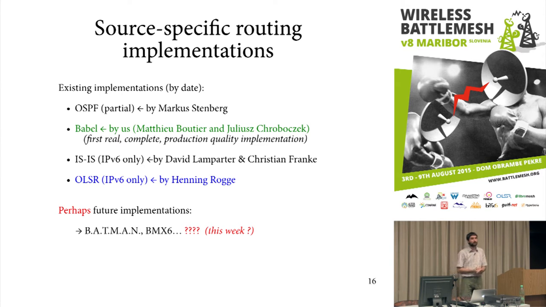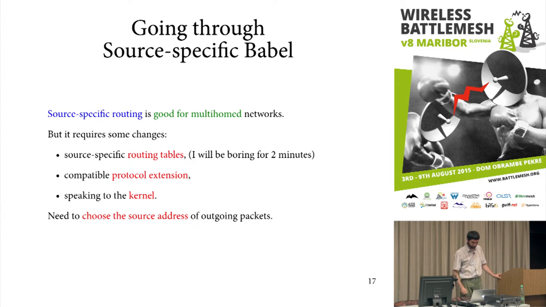And so for routing, there are already multiple implementations. The first one was done by Markus Stenberg in OSPF, but it was a partial implementation. Then we arrived at the first real and complete implementation in Babel. There is also an implementation in OLSR, which has been done, I think, 1 or 2 weeks ago by Henning, so perhaps it will be a future implementation. I'm not sure how it may be done in Batman because you don't have prefixes, but in BMX6 it should be possible without any problem.